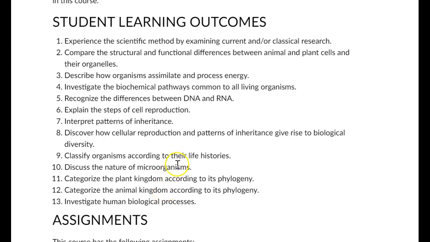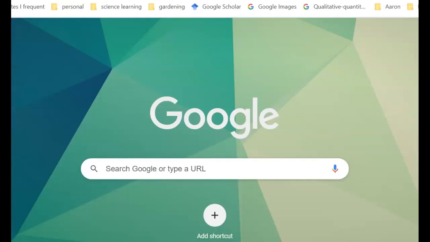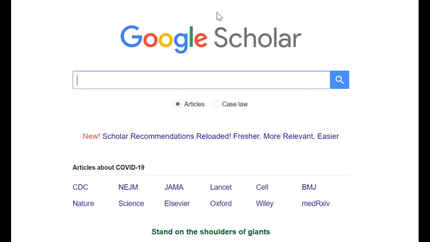So let's just pick up one of these learning outcomes. Let's try interpret patterns of inheritance, okay? So I'm suggesting that you just pick up the learning outcome and then come over here. I keep Google Scholar on my toolbar as a bookmark. You can Google for Google Scholar to find it and then keep it handy.